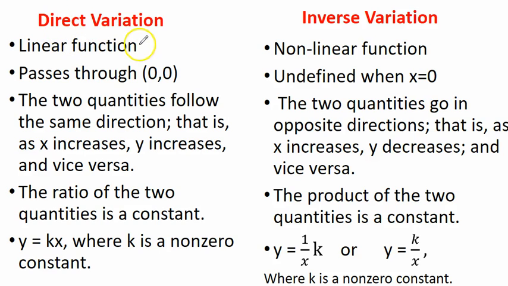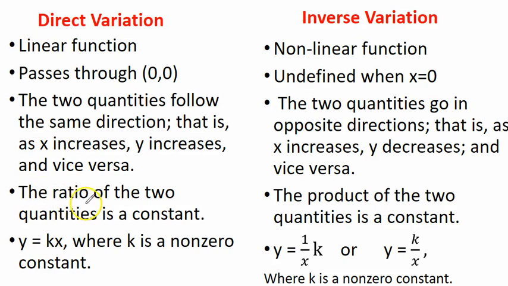So how do we distinguish between the two? Direct variation, we already said, is a linear function, and inverse is non-linear. The direct passes through the origin like we saw in the graph, and for inverse, x cannot be 0 because it's in the denominator. For direct variation, the two quantities follow the same direction. That is, as x increases, y increases as well. And if x decreases, y decreases also. But for the inverse, they go in opposite directions. As x increases, y would decrease. And as x decreases, y would increase.